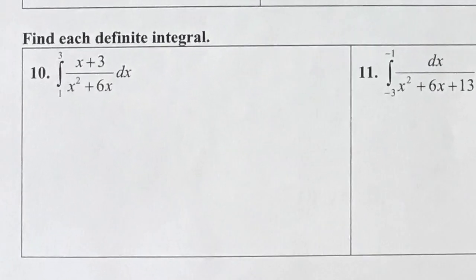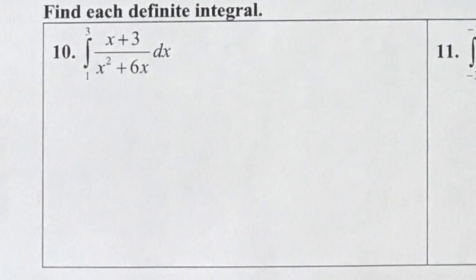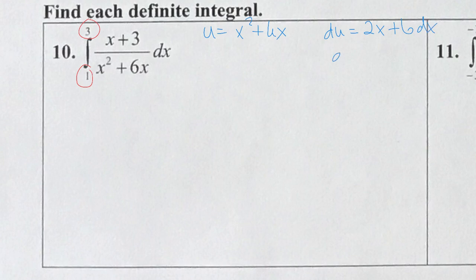Okay, so moving on to 10. Now we have to find each definite integral. So notice we have a lower bound and an upper bound. So we're going to take the antiderivative and plug in these numbers. Okay, so this one, let's try U substitution. So we're going to let u be x squared plus 6x. So du is 2x plus 6 dx. So du over 2x plus 6 is what we're going to replace dx with.